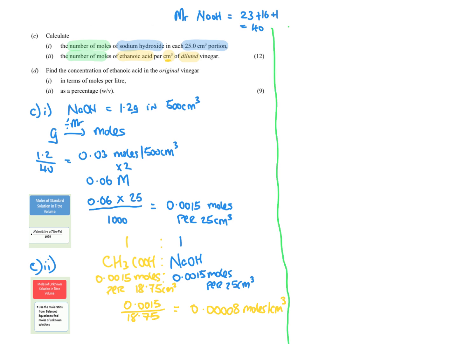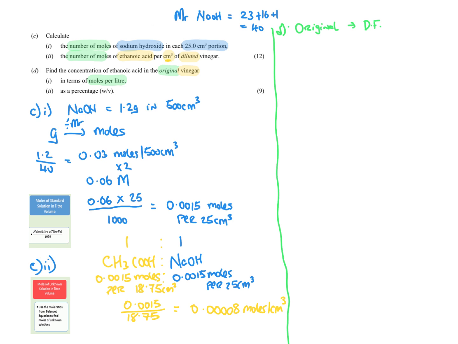So if we move on to part D. For part D, you can see that we are dealing with the original vinegar. So once we see straight away that we're dealing with the original vinegar, we need to start thinking about our dilution factor that we're going to be using. So part 1 of our part D says to find the concentration of the ethanoic acid in the original vinegar, and that needs to be done in moles per litre. So this again is vinegar, and it's going to be done in moles per litre.